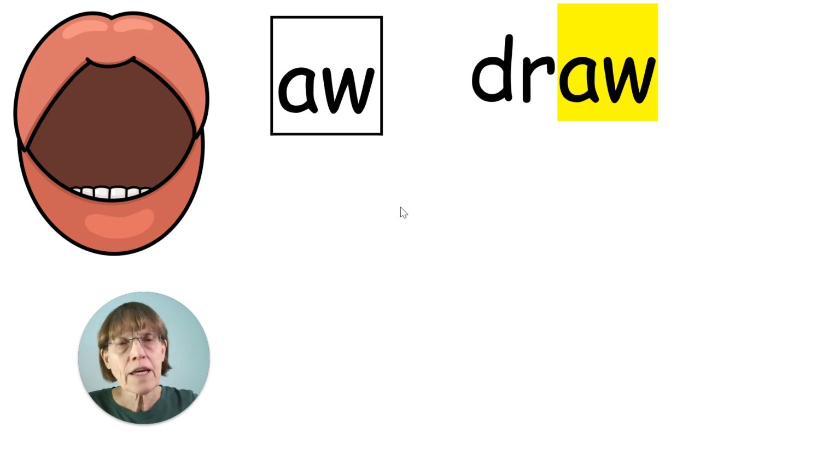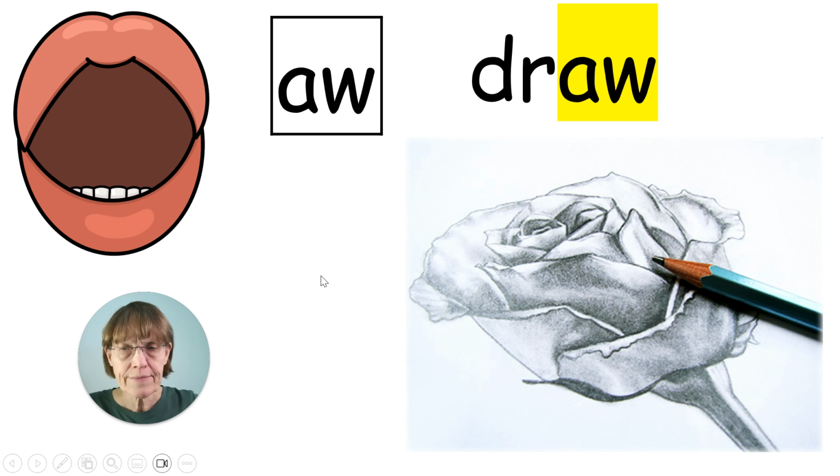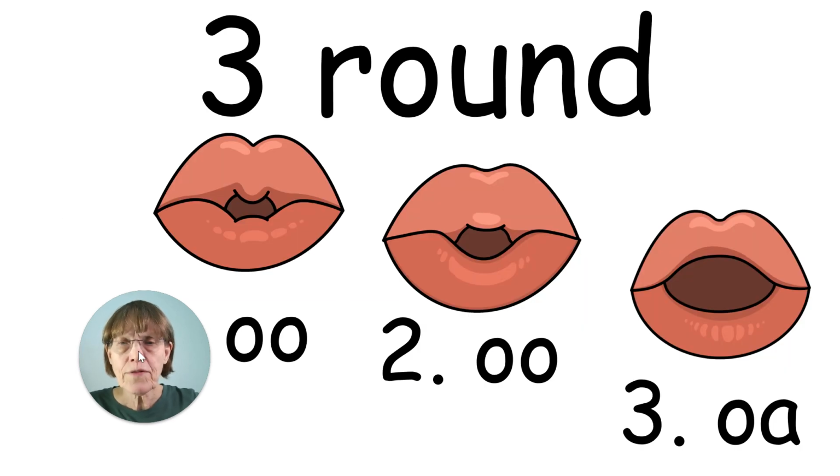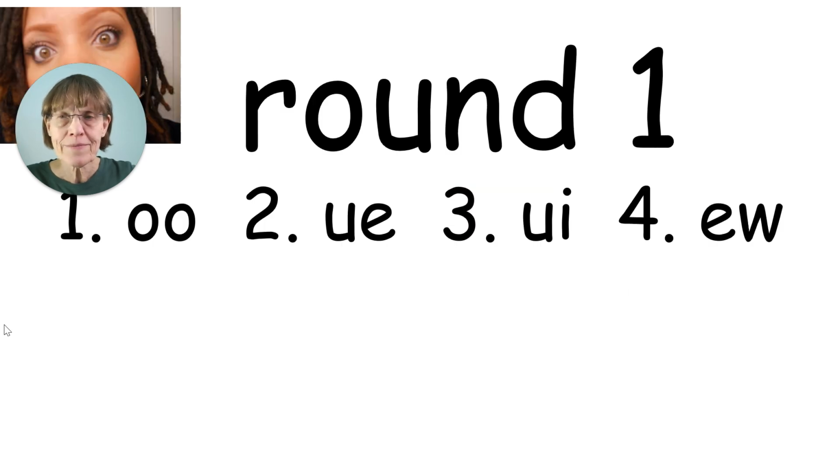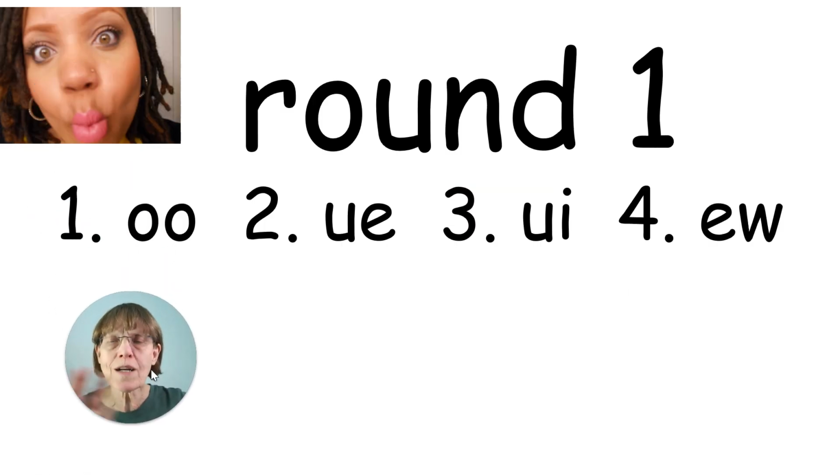Here we have a D and R together, dr, and then ah, draw. We have 3 round sounds in English. We have number 1, oo, number 2, and number 3, o. So for oo, we have 4 spellings. We have number 1, o, number 2, a u and an e, number 3, a u and an I, and number 4, an e and a w.